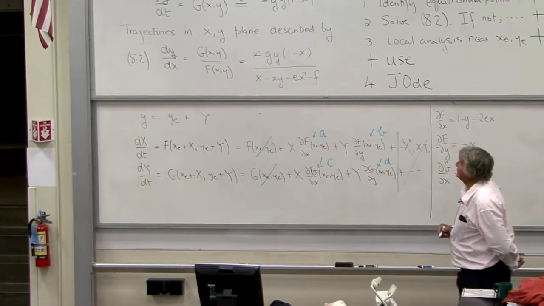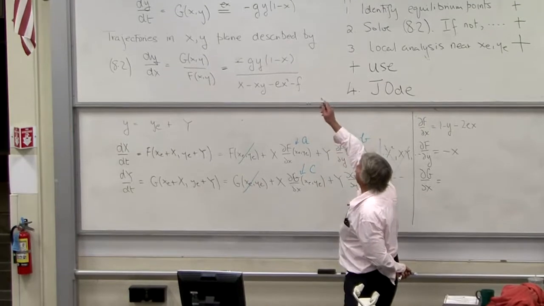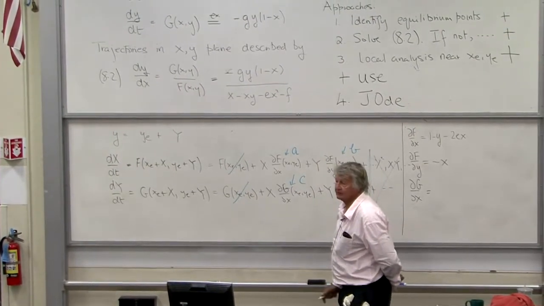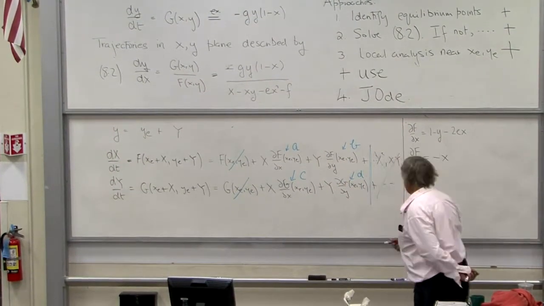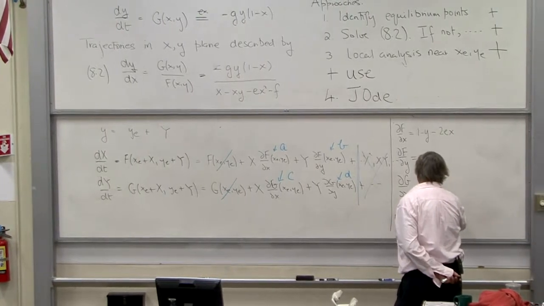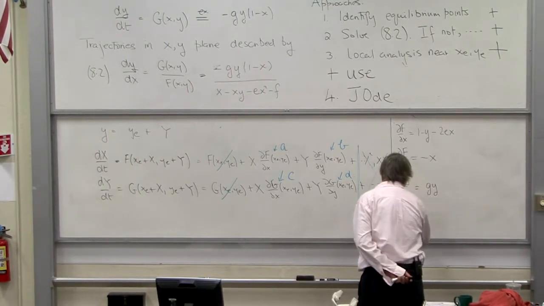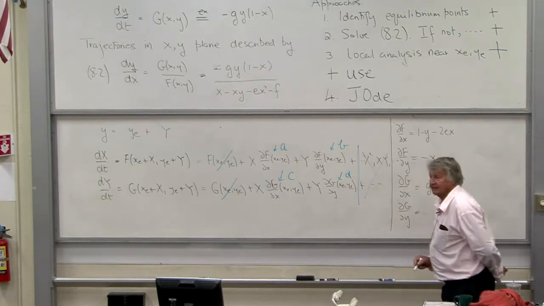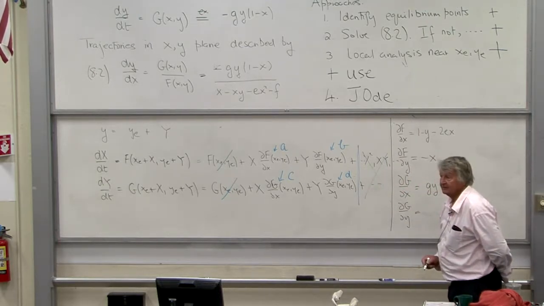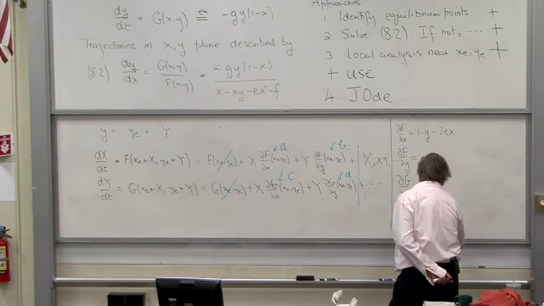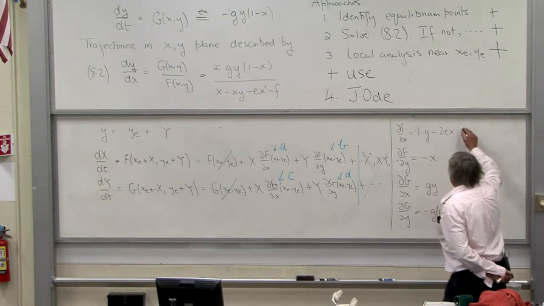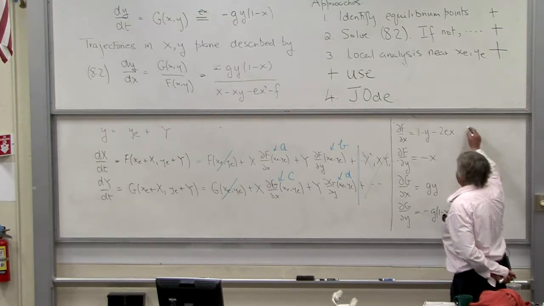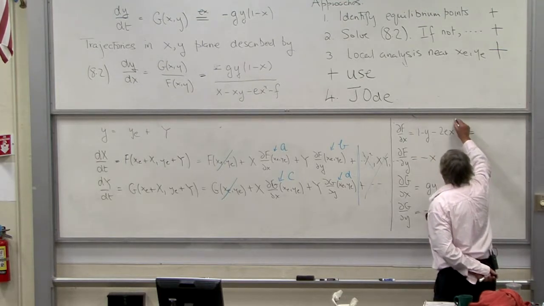It would be plus, you see the term with x in it is plus gxy. So it would be g, gy. And what is dg by dy equal to? Negative g, 1 minus 2y, 1 minus. Very good, very good. Okay, now let's evaluate this at the fixed point, this fixed point.